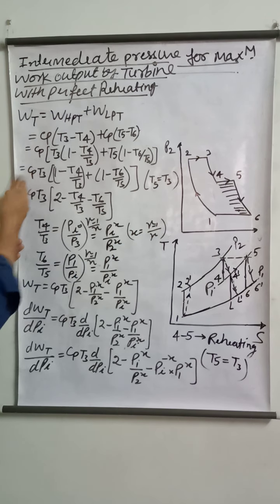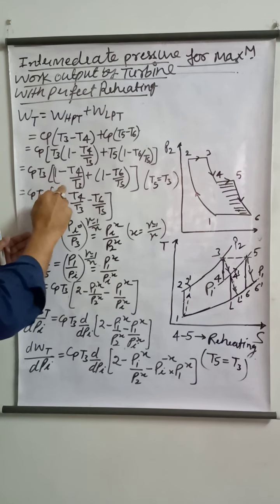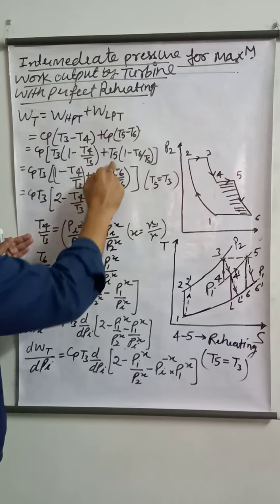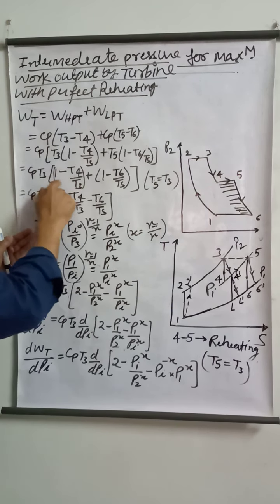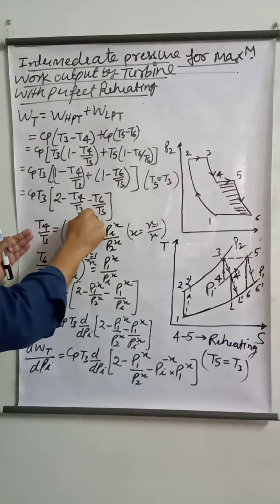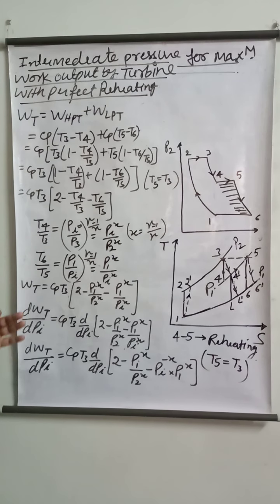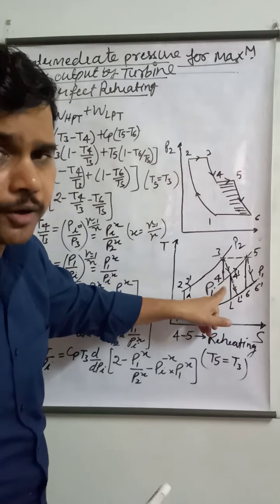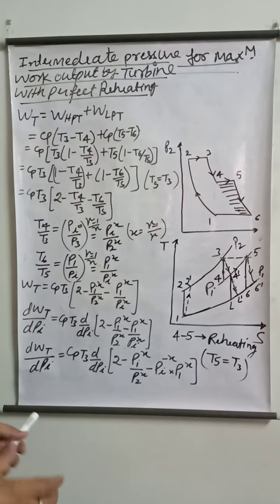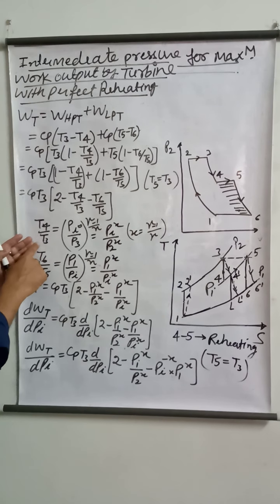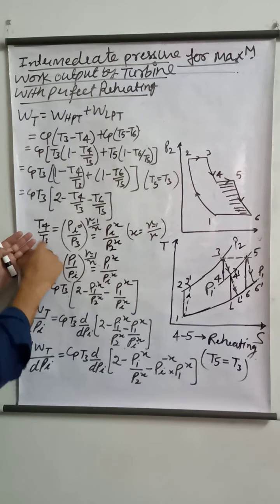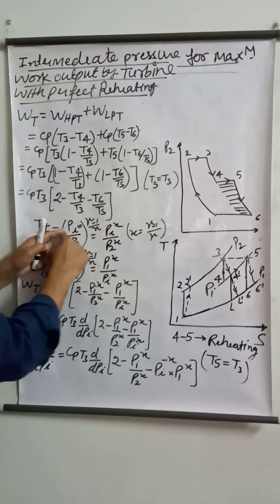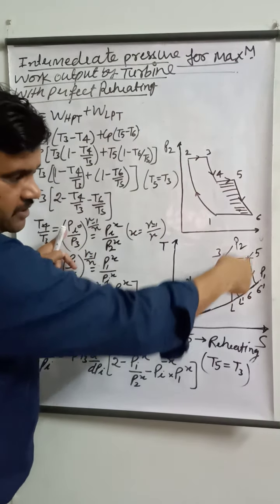So it can be taken out from the bracket. Cp T3 (1 minus T4 upon T3 plus 1 minus T6 upon T5), right? Again, Cp T3 (2 minus T4 upon T3 minus T6 upon T5). Now for process 3 to 4, that is isentropic expansion, so we can write T4 upon T3, mind it, we can also write T3 upon T4, so T4 upon T3 is equal to Pi, the intermediate pressure.